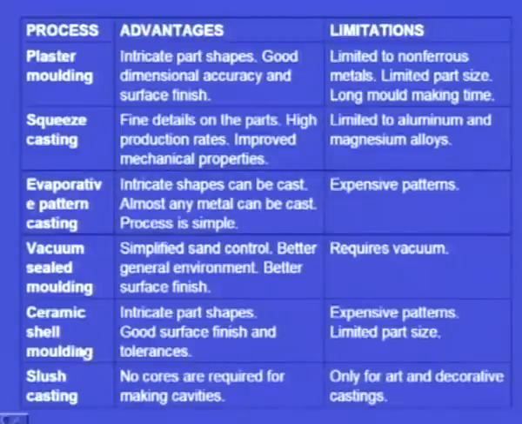Next one, ceramic shell molding. Intricate shapes can be made, and we can obtain good surface finish and tolerances. The limitation is that the pattern is very expensive. And sludge casting: here we can make hollow castings without cores, that is the advantage. It has some limitation: only for art and decorative castings can we use this process, not for engineering applications.